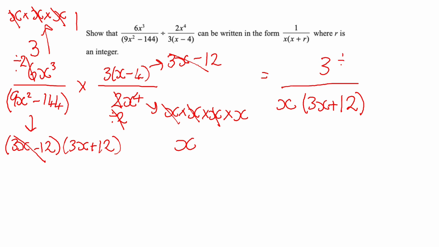So if I go in and divide everything by 3, I will now have a numerator of 1, and I will have my denominator of x bracket, 3 divided by 3 is just x, and 12 divided by 3 is plus 4. Check back at my question. It's now in the correct format. They do not want the bracket expanded, so I am going to leave it like this. That means my value for r is 4.